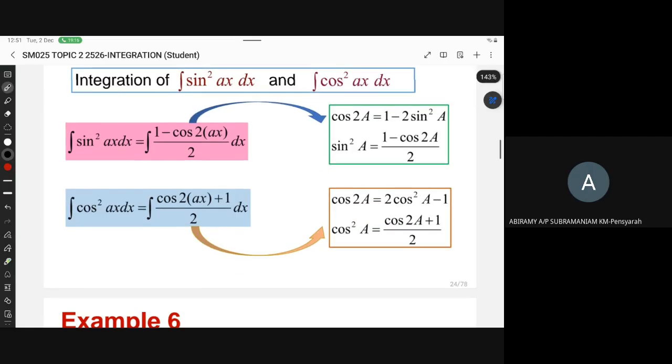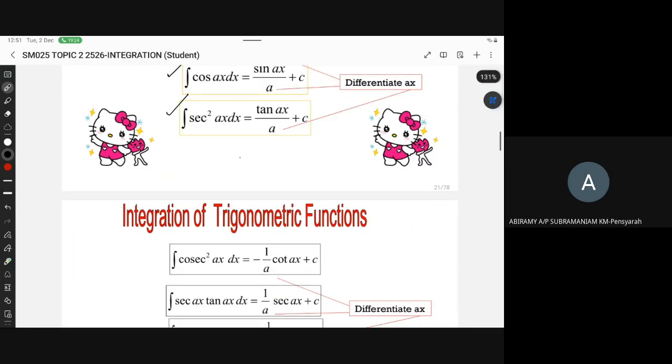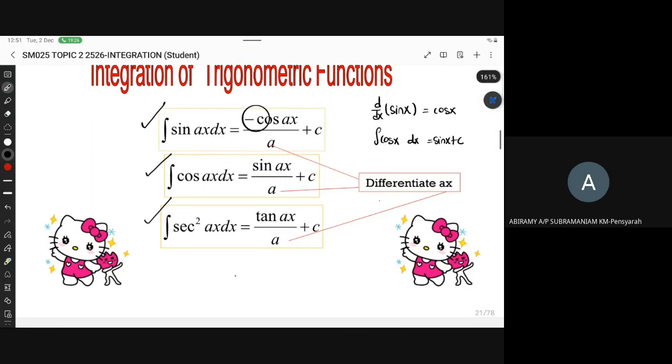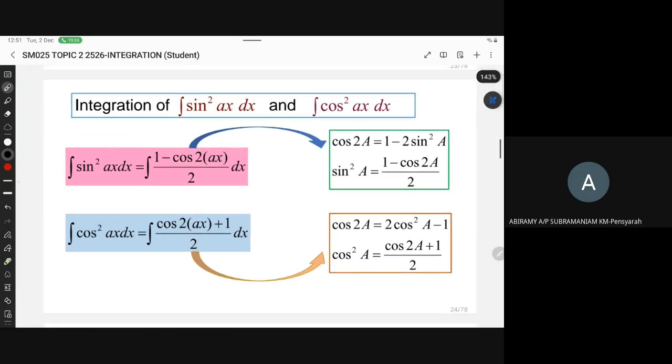Next we are going to look at what happens when we are given integration of sine square and cos square. Since we only know the integration of sine and cos, we do not know the integration for sine square and cos square. We are going to transfer sine square into power 1. We are not going to use the power 2 to integrate. We are going to write it as power 1 because we only know how to integrate power 1.